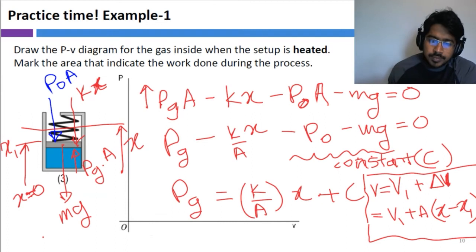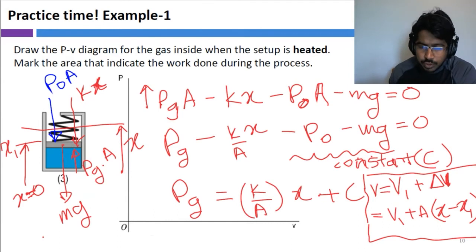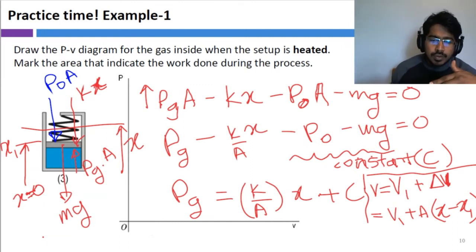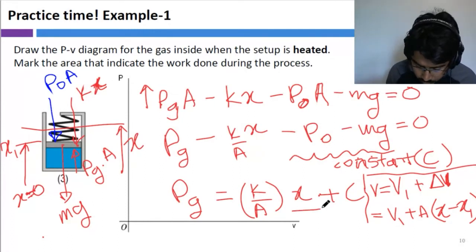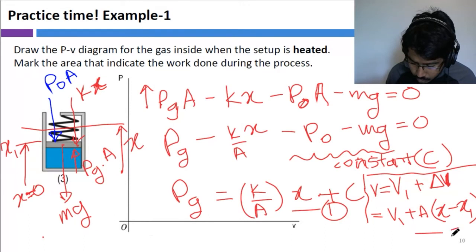Perfect. So now you can see that both pressure and volume vary linearly with each other, right? So what does that mean? Pressure varies linearly with x, volume varies linearly with x, and you can substitute for x in equation 1, using the expression in equation 2 for x, right?